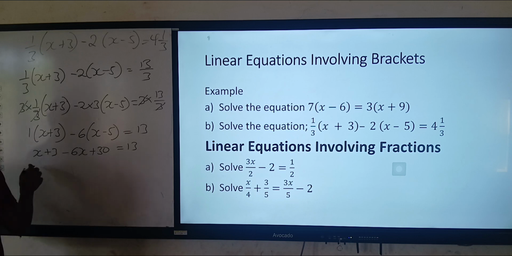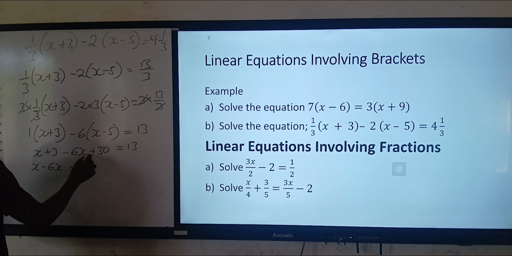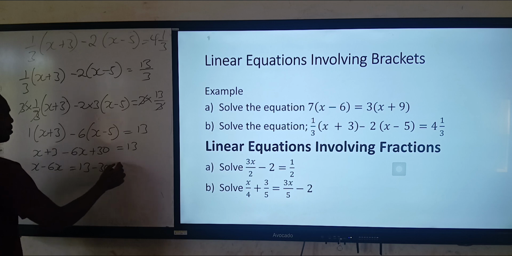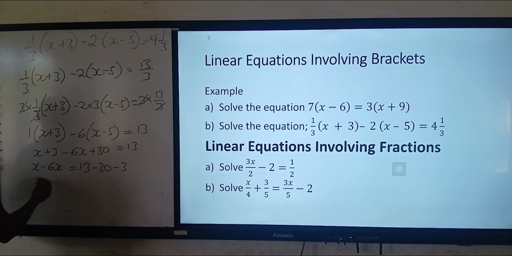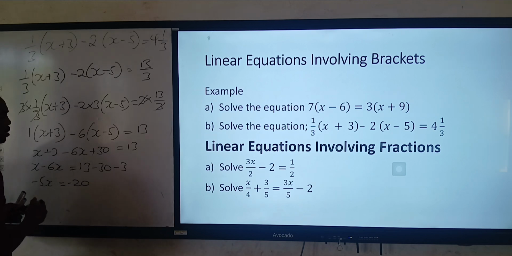It means that you are going to get x minus 6x equal to 13. 30 will cross the equal sign and become negative, and the 3 also becomes negative. This one gives us negative 5x. Then this one will give us negative 20.